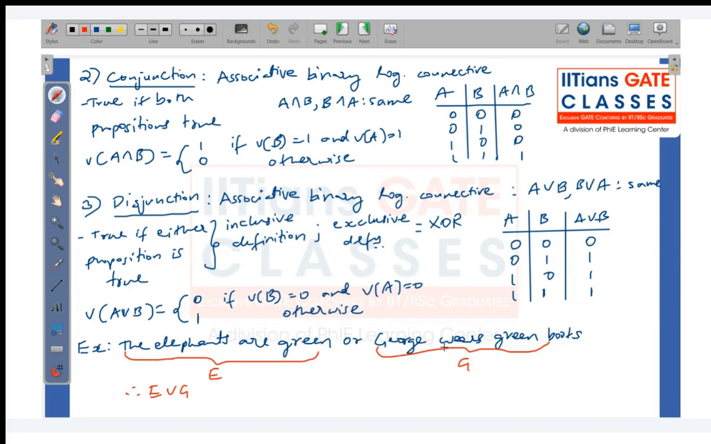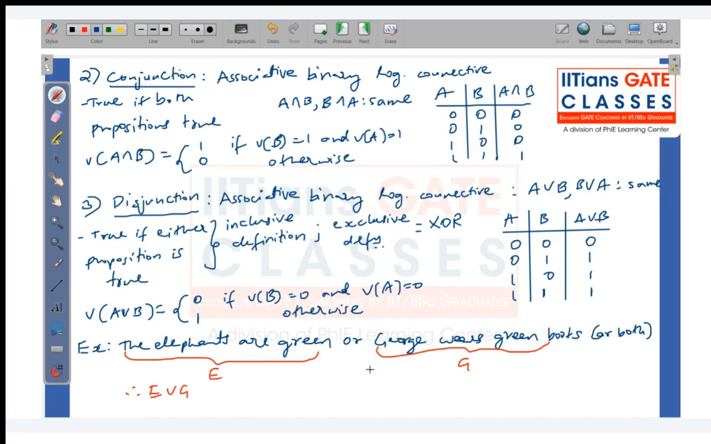If I was dealing with digital electronics, this wouldn't make any difference. But since we're dealing with natural language, what if both are happening? The elephants are green, that is also true, and George is wearing green boots. Okay, and this thing we don't know. So that exclusive part, what about that? Are we clear on that? Exclusive meaning the last one. The thing is, we are not clear. So I'll have to mention it is or both.